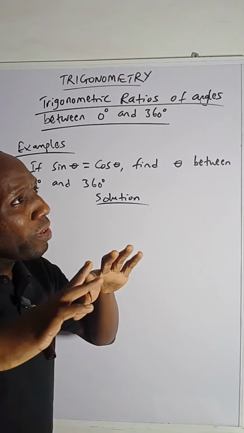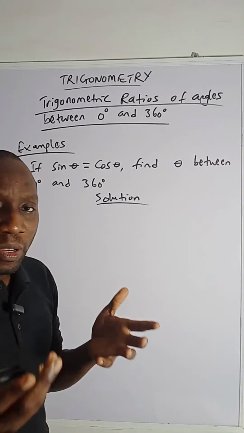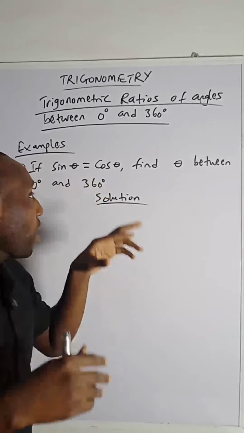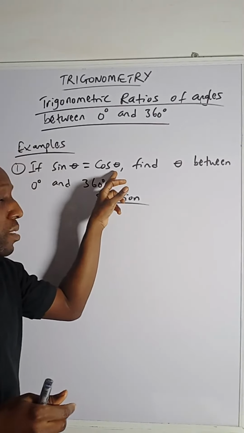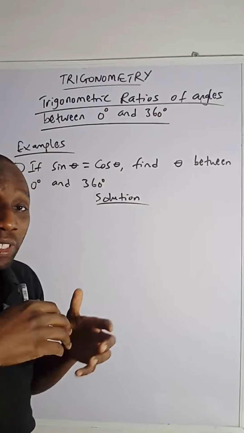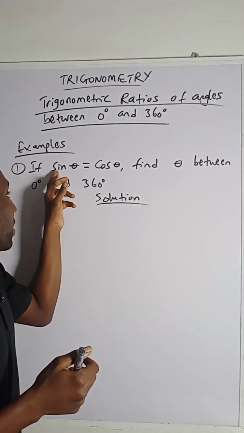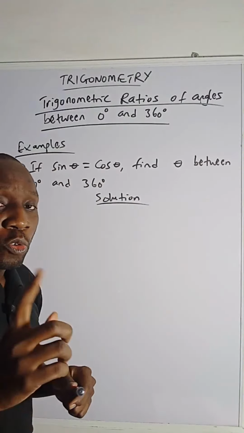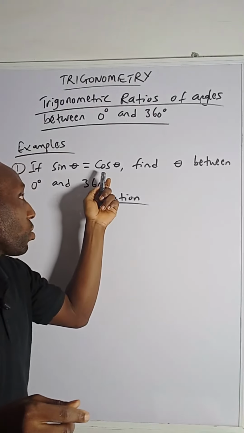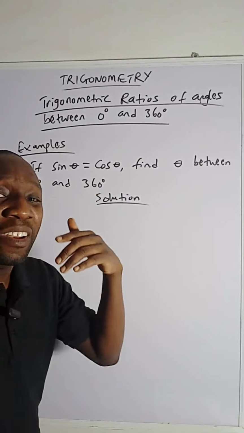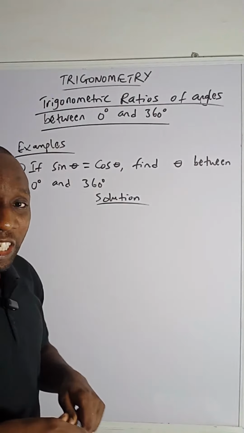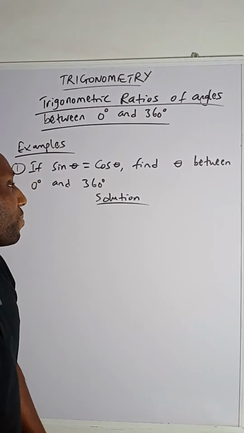Now you can do this again in different ways. The point where sine theta and cos theta are equal is actually 45 degrees, because sine 45 is what? Root 2 over 2. And cos 45 is root 2 over 2. But I want to do it another way.